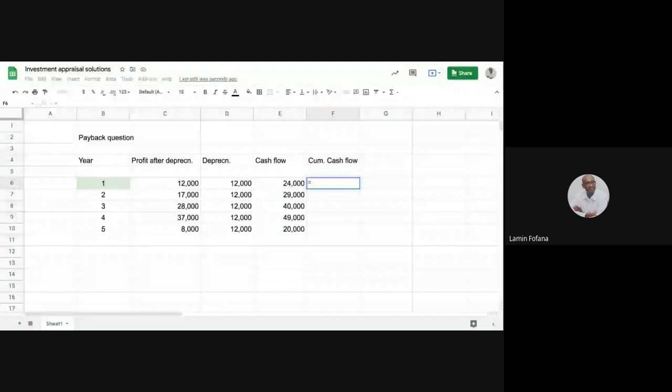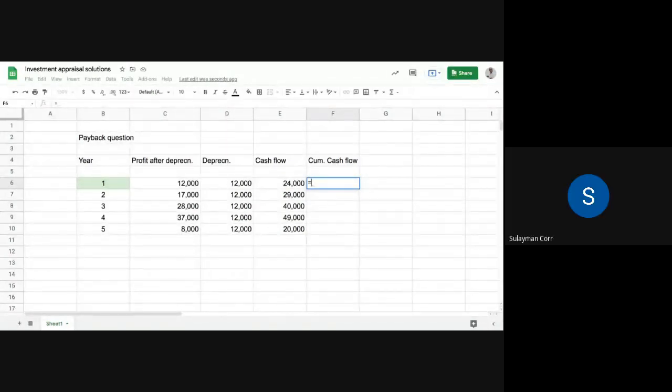Can someone give me the formula to calculate the cumulative cash flow? Yes, it's going to be E6 plus E7. Sorry.